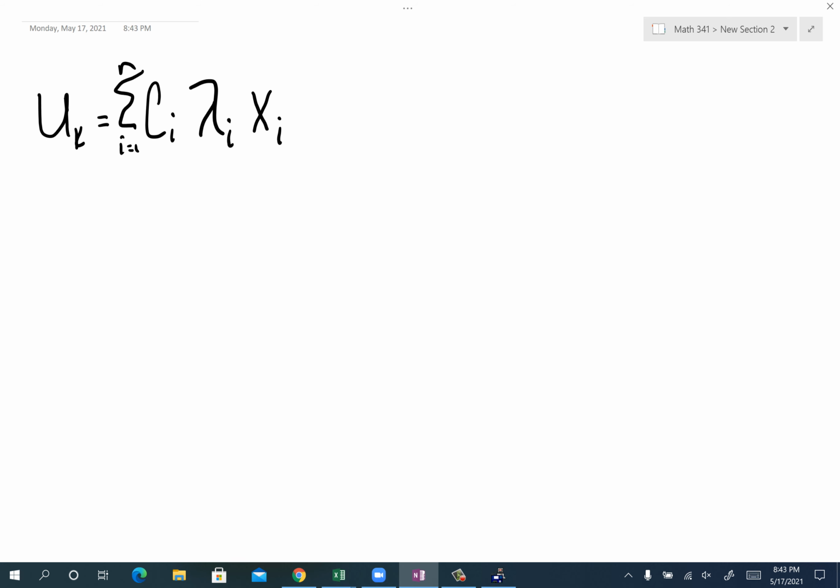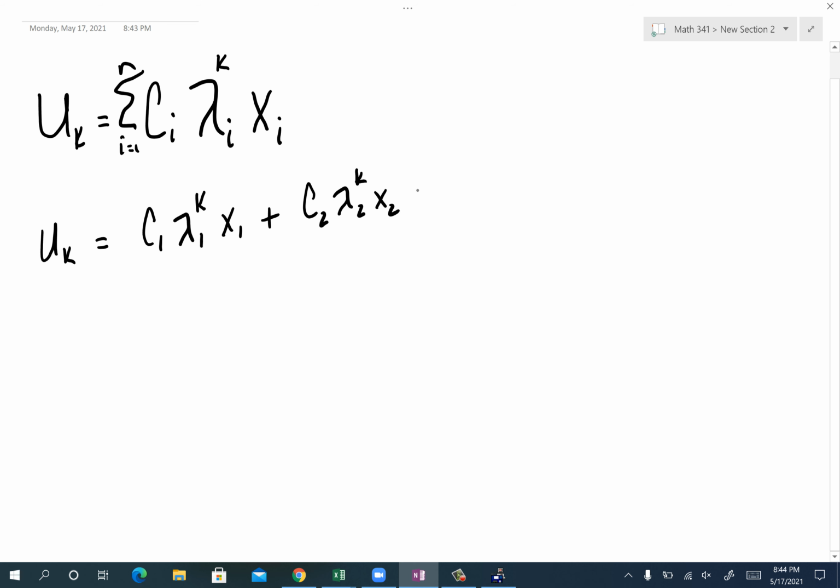So what's going to happen is this. U sub k, so like say the 1000th day, is going to end up being something like, sorry, I forgot my k part right there. U to the k, there we go. Don't forget your k. It is going to be then c1 lambda 1 to the k times x1, plus c2 lambda 2 to the k times x2, plus c3 lambda 3 to the k times x3, dot dot dot, plus cn lambda n to the k times xn.